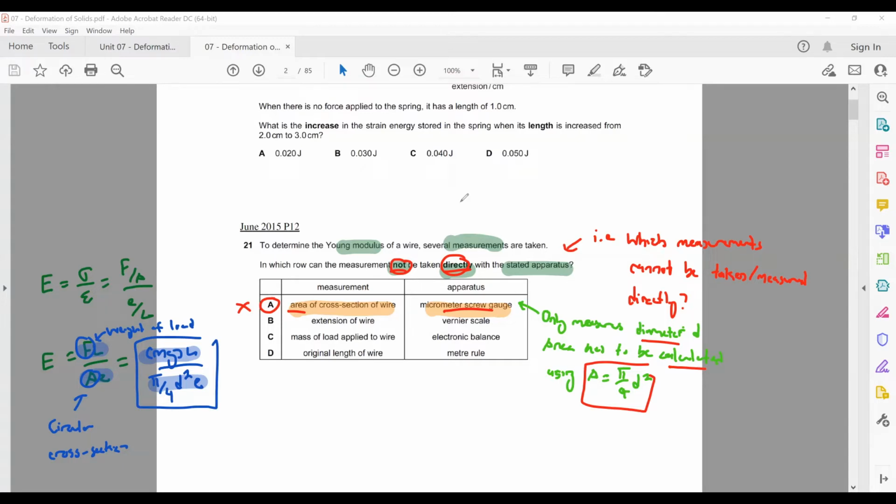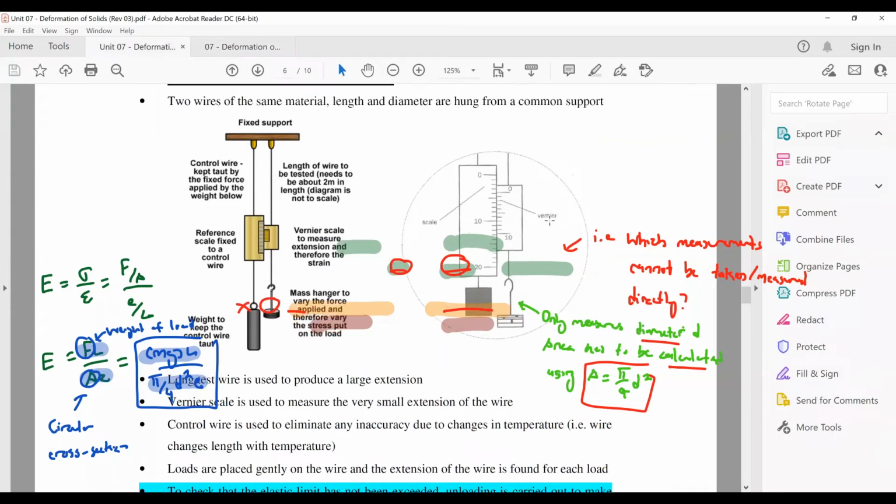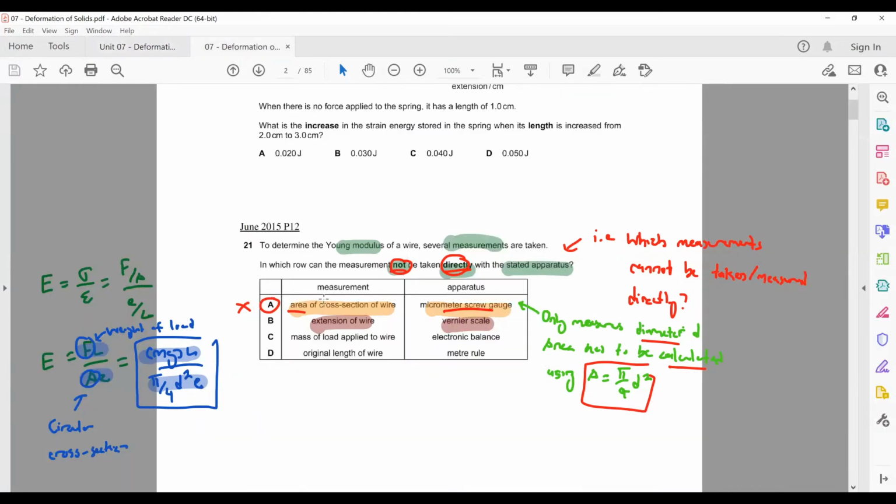So to be sure, let's look at the other answer choices. Extension of a wire can be measured using a vernier scale. That is correct. We already saw it here before. The wire, you need a vernier scale to measure the small extension of the wire. Okay, this is correct. You can measure the extension directly. The mass of the load applied to the wire, which is this one, you can measure using an electronic balance. That's correct. Original length of wire, you can use meter rule.